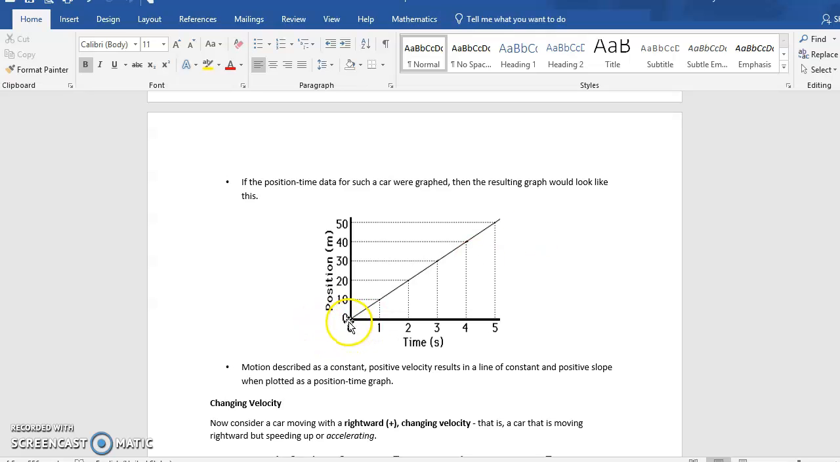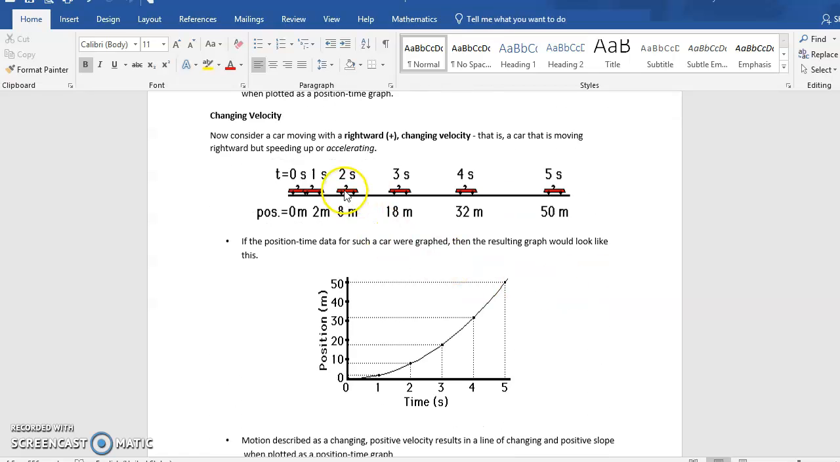So we can see 0, 0. At a time of 1 second, they got to 10 meters. At a time of 2 seconds, they went another 10 meters and got to 20. So that creates this constant positive velocity, resulting in a straight line on our graph. So that would be if we had a constant velocity.